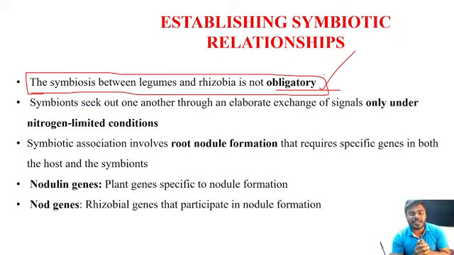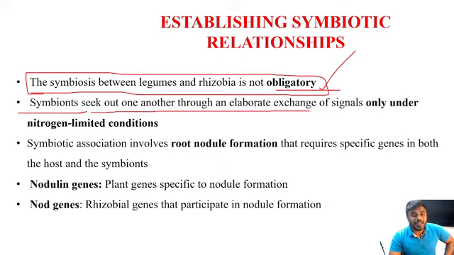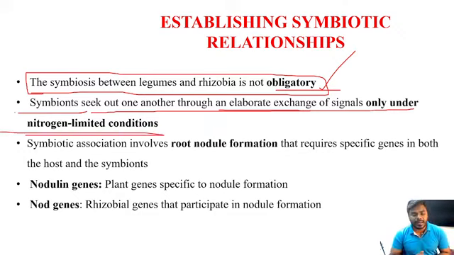So when they are maintaining the symbiotic relationship, the question is very simple. They will maintain the symbiotic relationship whenever there is a requirement of nitrogen. If there is no requirement of nitrogen, why would the bacteria and plant maintain the association? They never maintain it. Simple point. So that's why symbionts, meaning plants and bacteria, seek out one another and elaborately exchange signals, my friends, only under nitrogen limited condition. Friends, pay attention. Try to remember every single point.